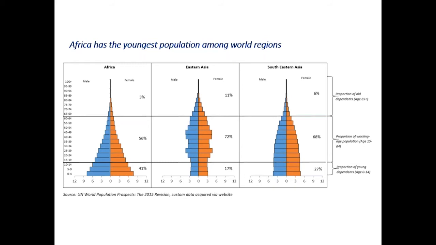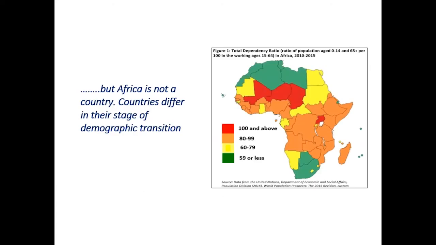In comparison, both Eastern Asia and Southeastern Asia have more than two-thirds of their population in the working ages. So they're really at the point where they can maximize on their demographic dividend.